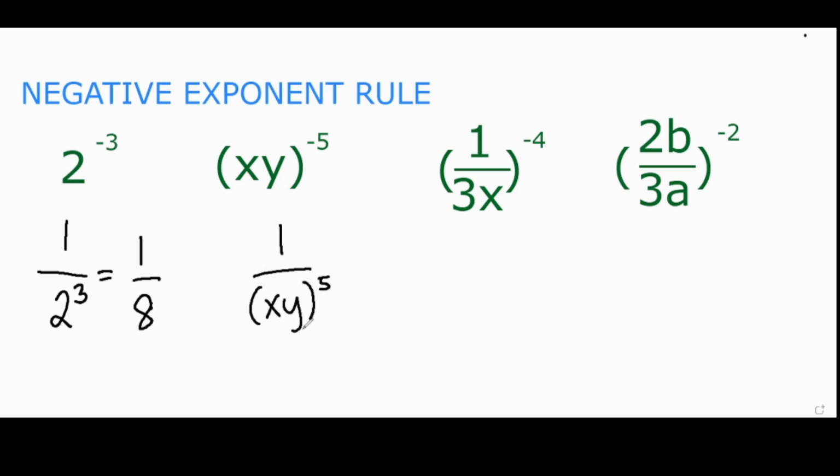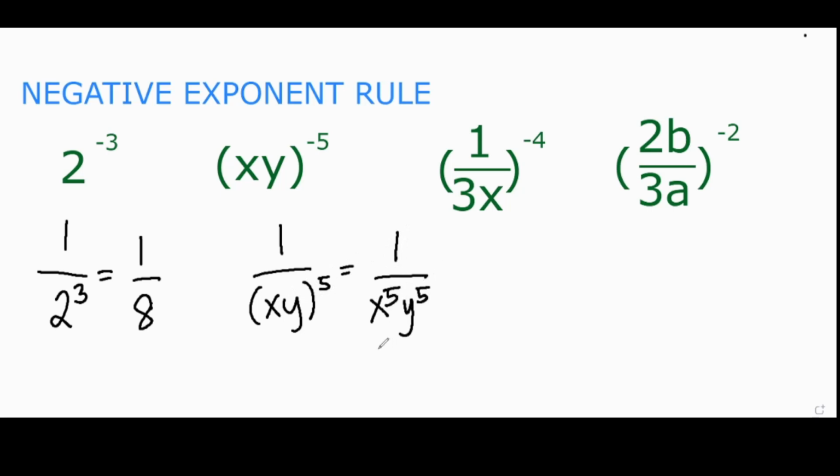Take note, I did not remove the grouping symbol yet because what I wanted first is to make our exponent from negative to positive. Then, following the power rule, we distribute the 5 by multiplying it to the exponents of x and y. Therefore, that would be 1 over x raised to 5, y raised to 5.